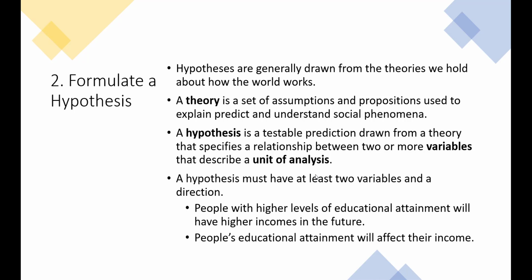This next hypothesis I have done here, this last one, says people's educational attainment will affect their income. Now again, we have the two variables here, educational attainment and income, but we don't have a direction. We don't know if this effect is going to be positive, or if it's going to be a negative relationship. We don't know the direction. So it's important to have that directionality to your hypothesis.